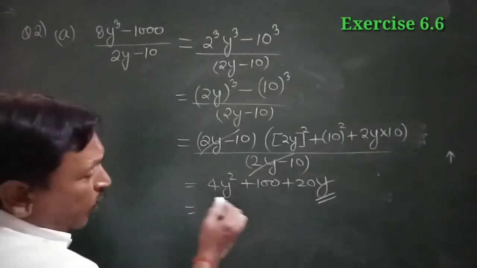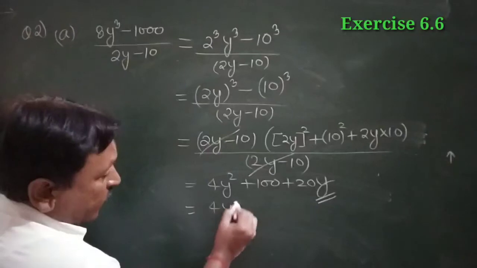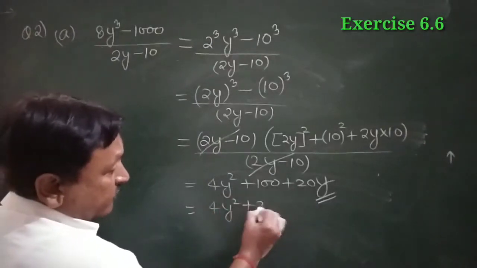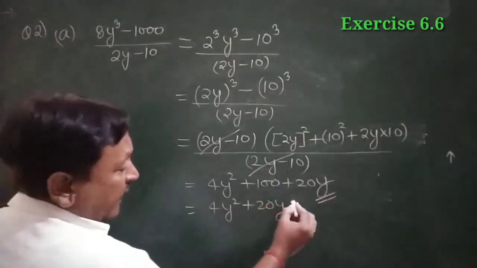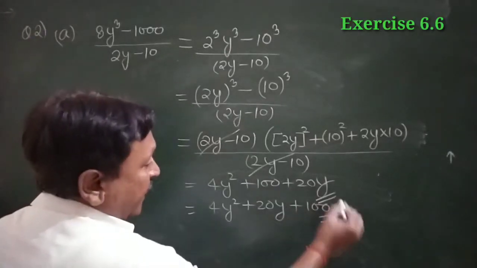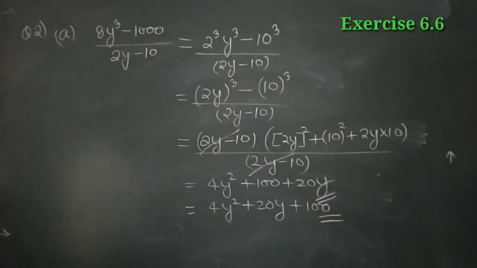And you can write it in a more proper way: highest power of variable, then 1 less, and in last just write the number. Okay, note it.